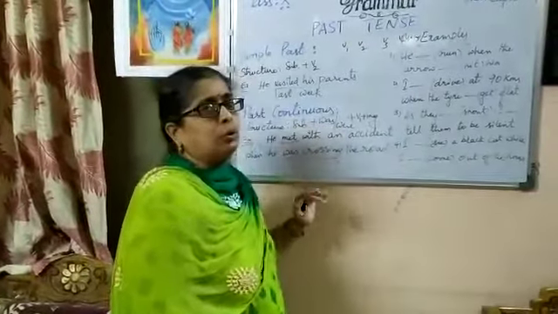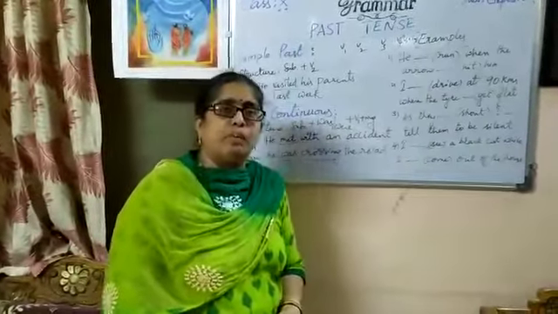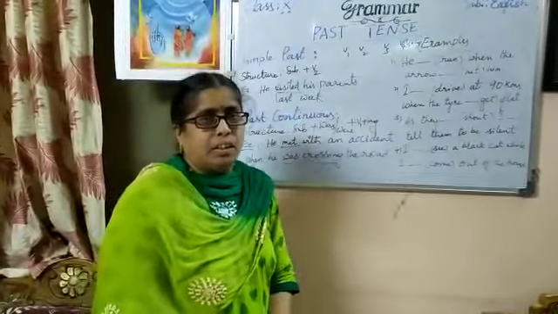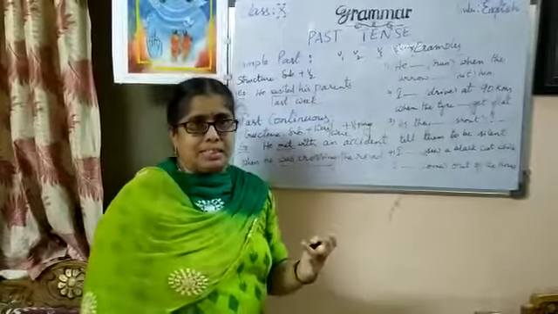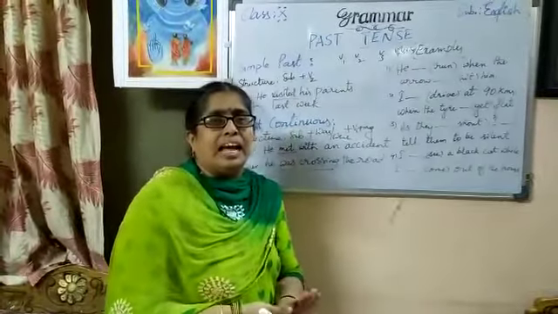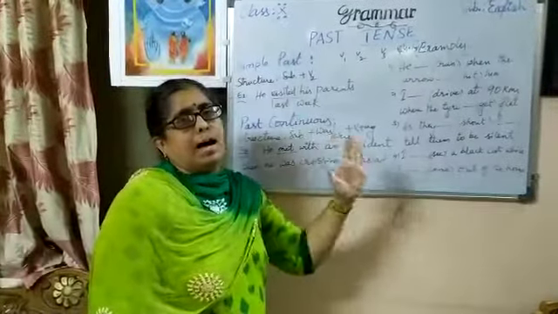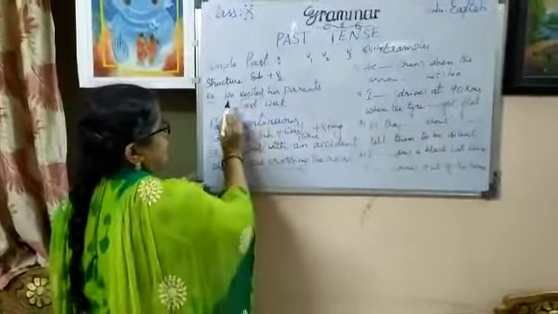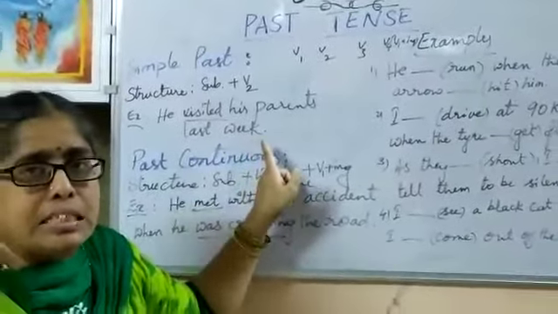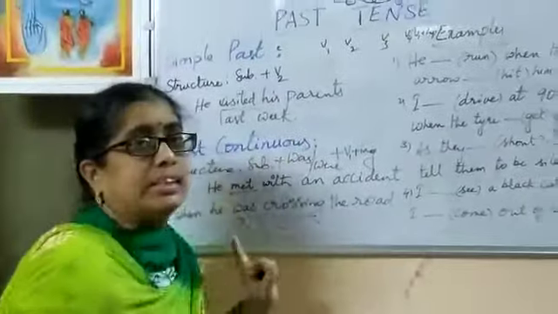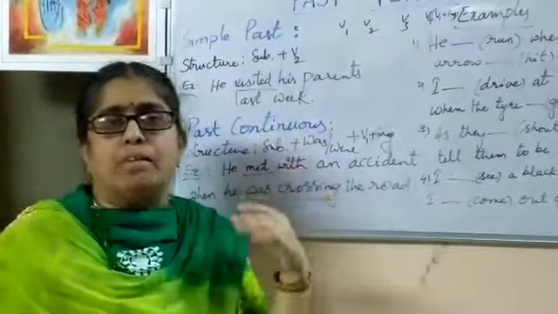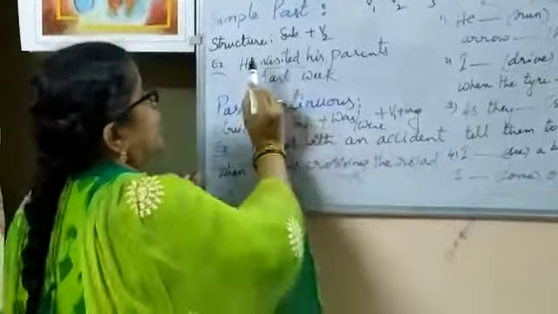Now we will come to the usage of simple past tense, where we use simple past tense. See, I gave an example here. Actually, we use simple past tense for the actions which were done at a fixed point of time in the past. See, for example, this example is given: He visited his parents last week. Here, this word, this adverb, last week, is showing a fixed point of time in the past. Like that we use simple past tense.